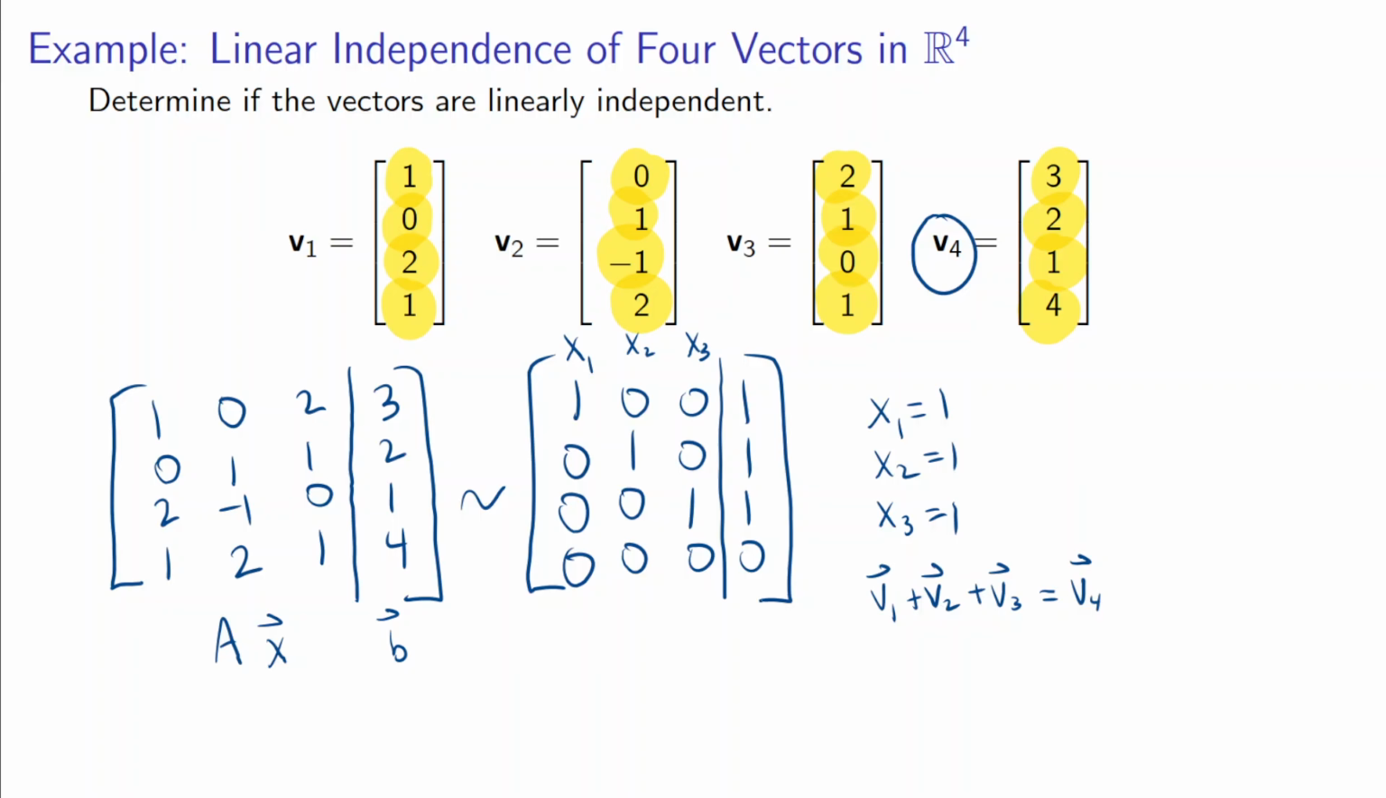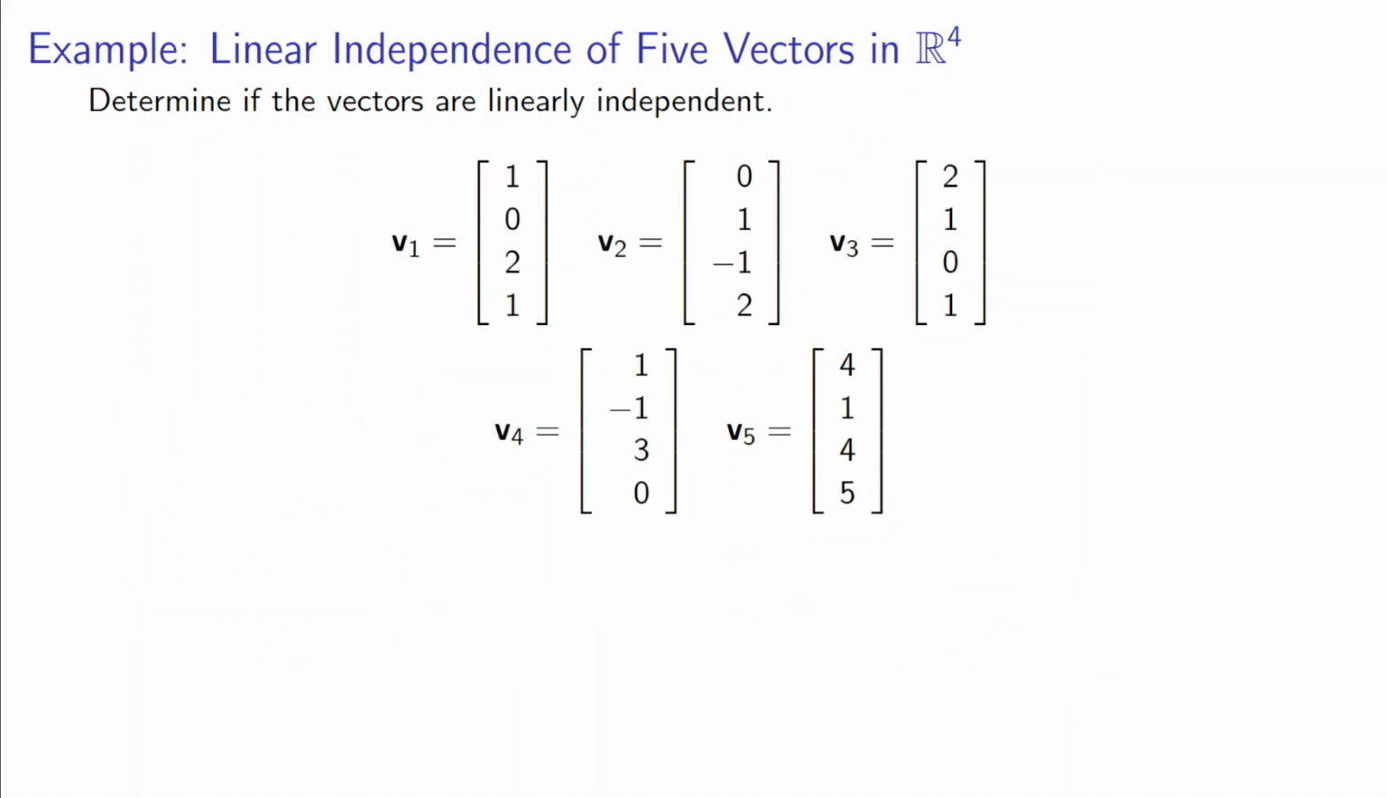And since we can write one of these vectors as a linear combination of the others, this set is linearly dependent. So hopefully this gives you a little bit of insight into why having a pivot in each column versus not having a pivot in each column can tell us whether or not these vectors are linearly dependent as a set. Let's look at one more example.